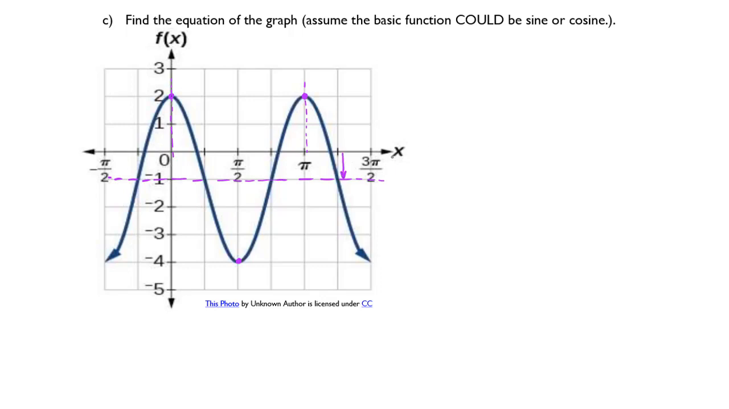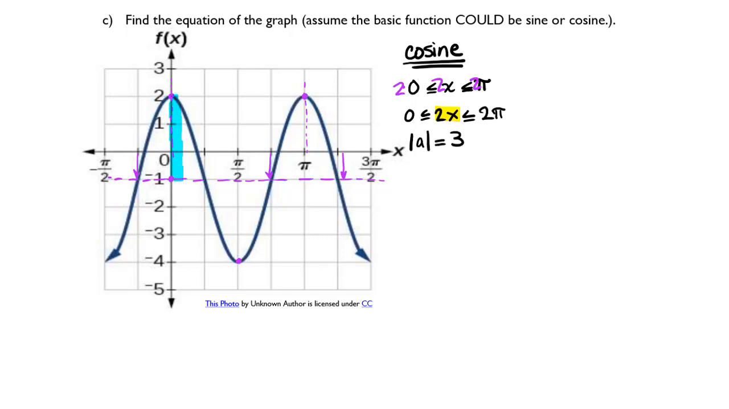I can still use the reference marks that are given by the x-axis, however, to determine the period. Currently, I have a period for cosine from 0 to pi. Since this is from 0 to pi, I need to get it to look like 0 to 2 pi. So I'm going to multiply everything by 2. This gives me 0 is less than or equal to 2x is less than or equal to 2 pi. So the middle, the 2x, is what I put inside my cosine function. I can also see that the amplitude is 3. That's how high or low the function goes. And then I also have to check for phase shift. For cosine, there is none.